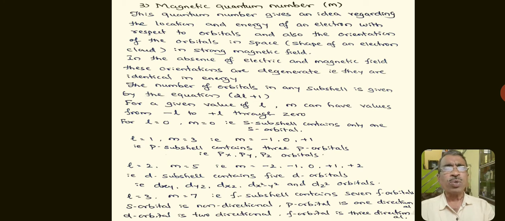For L is equal to 2, that is the d subshell, the d subshell has 5 M values. Those 5 M values are minus 2, minus 1, 0, plus 1, plus 2. So these numbers are assigned to 5 d orbitals, that is dxy, dyz, dxz, dx square minus y square and dz square orbitals. Similarly, the f subshell contains 7 f orbitals which are complicated in structure.